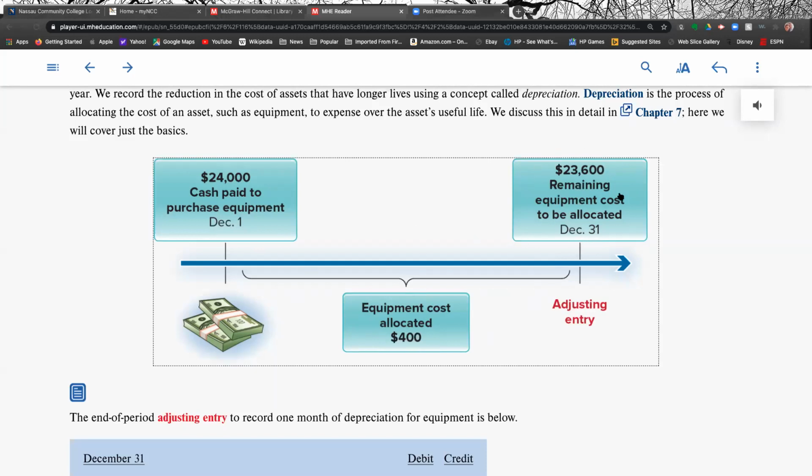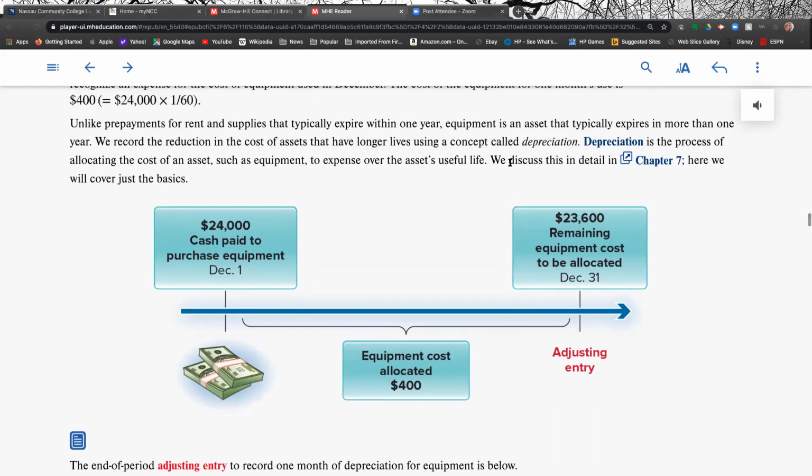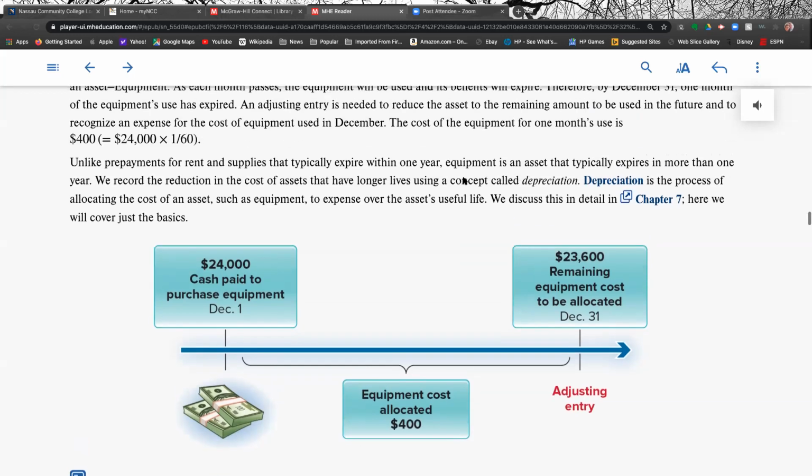This $23,600, by the way, that number is referred to as the book value. What is the book value? It's the original cost minus the accumulated depreciation. And when we get to chapter 7, we go into this in a lot more detail.